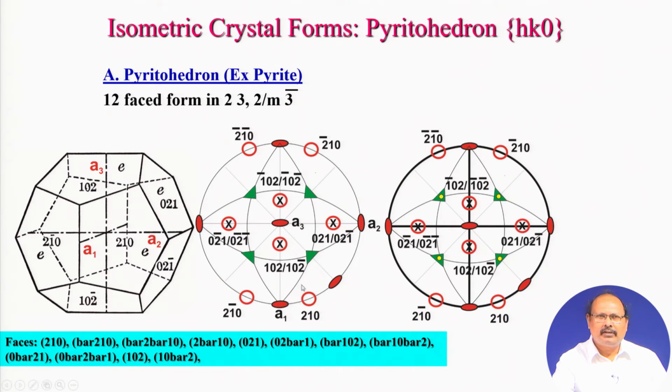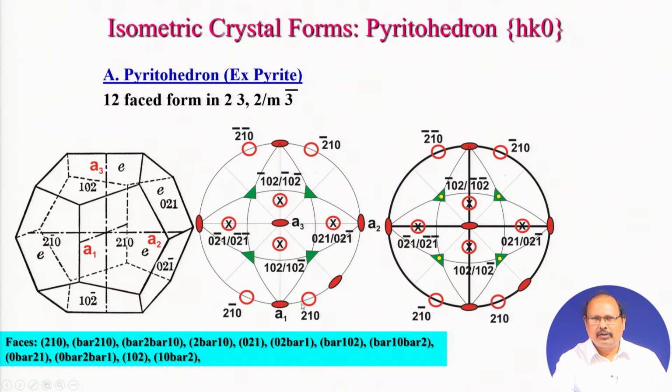I am discussing this with respect to the point group of symmetry 2 3. Let us recapitulate once again what we have in 2 3. There are 3 diads. This one is a vertical diad, and this one is a horizontal diad of this orientation, and this is another horizontal diad of this orientation here. And the 4 green triangles represent the 4 body diagonals, and they are triads.